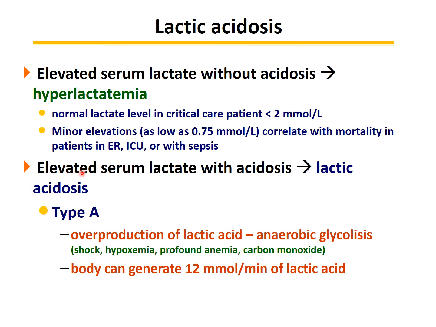Now, when we have a very highly elevated lactate together with the acidemia, that is called lactic acidosis. There are two types, A and B. In type A, we have an overproduction of lactic acid, mostly due to anaerobic glycolysis happening in hypoxia, for example, shock, hypoxemia, anemia, or carbon monoxide poisoning. And you should consider that the body can generate, in this situation, about 12 millimole per minute of lactic acid. So that's a huge amount of lactate that the body is going to produce.